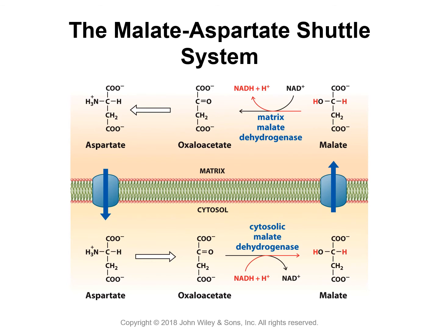Now, other things that you see here is the malate-aspartate shuttle system. Now, cytosolic oxaloacetate is reduced to malate for transport into the mitochondria. Malate is then reoxidized in the matrix. The net result is the transfer of reducing equivalents from cytosol to the matrix. Mitochondrial oxaloacetate can be exported back to the cytosol after being converted to aspartate by aminotransferase.